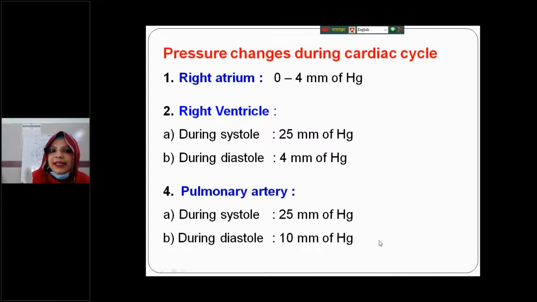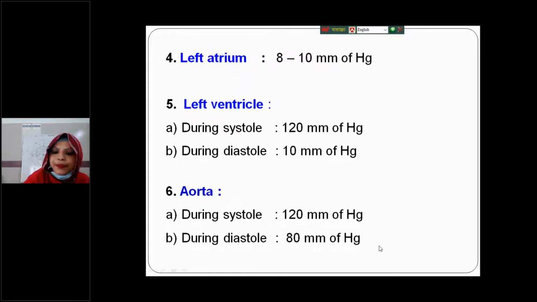Again, I want to repeat this. Right atrial pressure ranges from 0 to 4 millimeter of mercury. Right ventricle during systole 25, during diastole 4 millimeter of mercury. Pulmonary artery, same during systole 25, during diastole 10 millimeter of mercury. Now left atrial pressure is 8 to 10 millimeter of mercury, whereas right atrial pressure is 0 to 4.